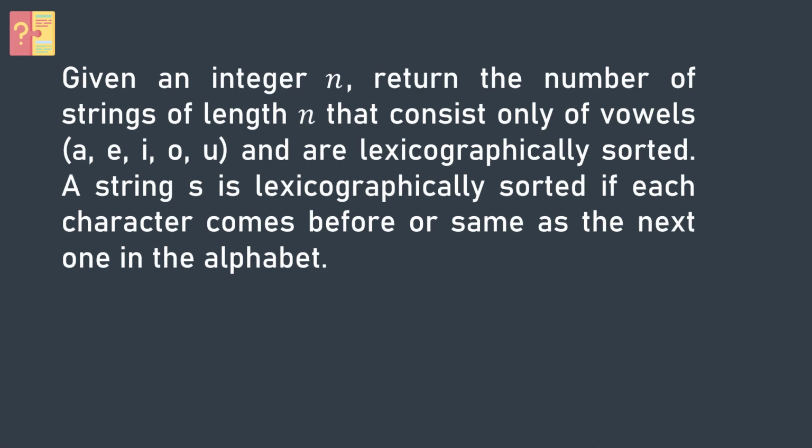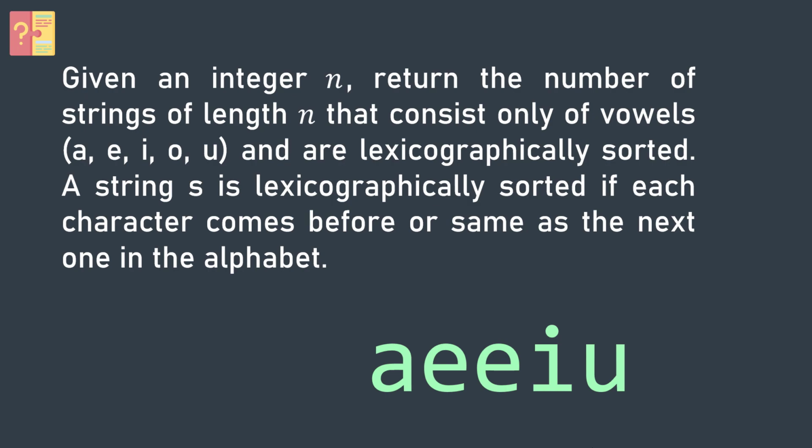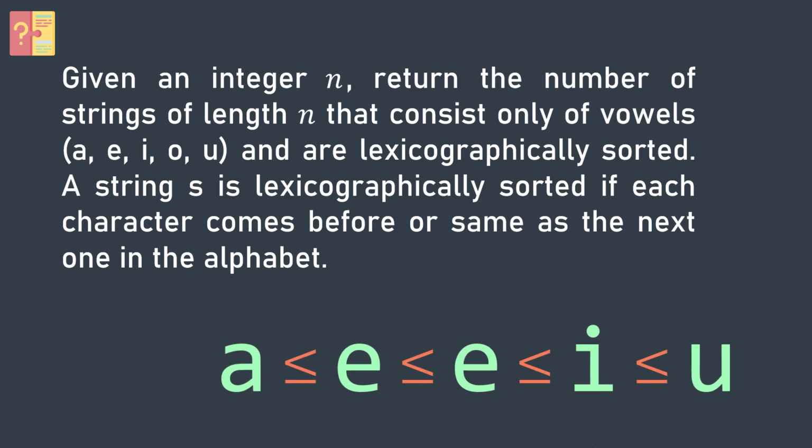The problem says, given an integer n, return the number of strings of length n that consist only of vowels and are lexicographically sorted. A string s is lexicographically sorted if each character comes before or is the same as the next one in the alphabet. For example, the string a, e, e, i, u is lexicographically sorted because a comes before e in the alphabet, e is the same as e, and e comes before i, and i comes before u.